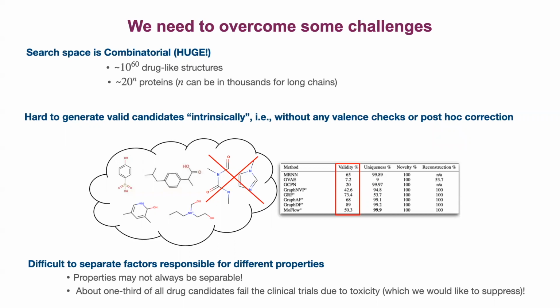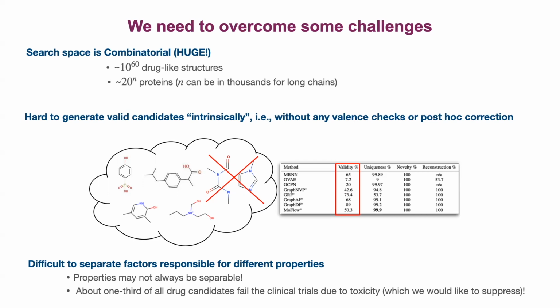And if you push this further, for example, if you talk about proteins, there are 20 amino acids, and if you have a polypeptide chain of length n, then you have 20^n possibilities. It's not unusual to have chains that are several thousand long, so you can well imagine what space we are really talking about.